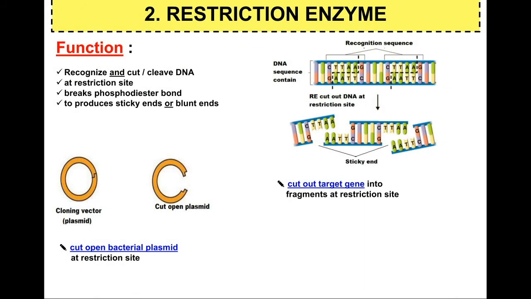The functions of restriction enzyme is to recognize and cut or cleave DNA at restriction site by breaking down the phosphodiester bond within the DNA sequence to produce sticky ends or blunt end. The same specific restriction enzyme will be used to cut open the bacterial plasmid and to cut out the target gene at their respective restriction sites.